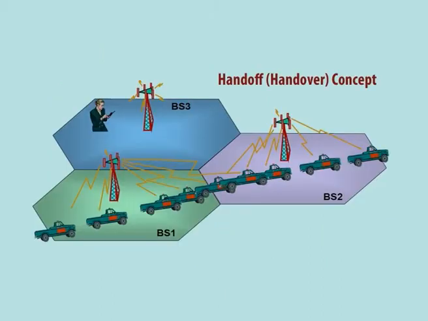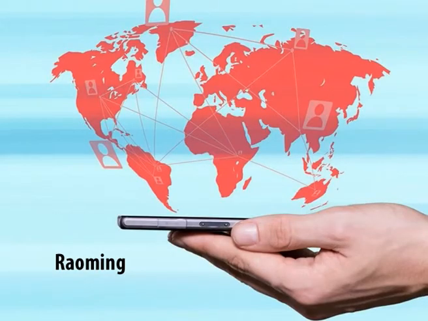Handover. Moving a call from the transmitter and receiver of one zone to another zone due to the subscriber's mobility. Roaming. Allowing the subscriber to send or receive calls outside the service provider's coverage area.